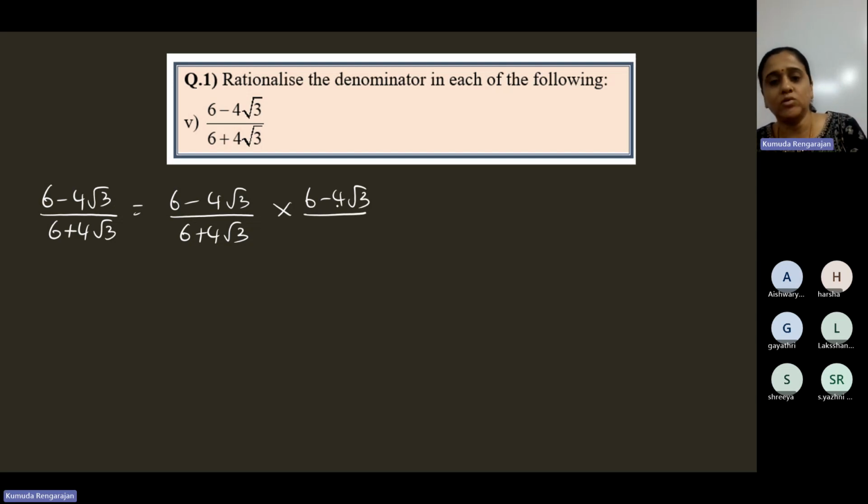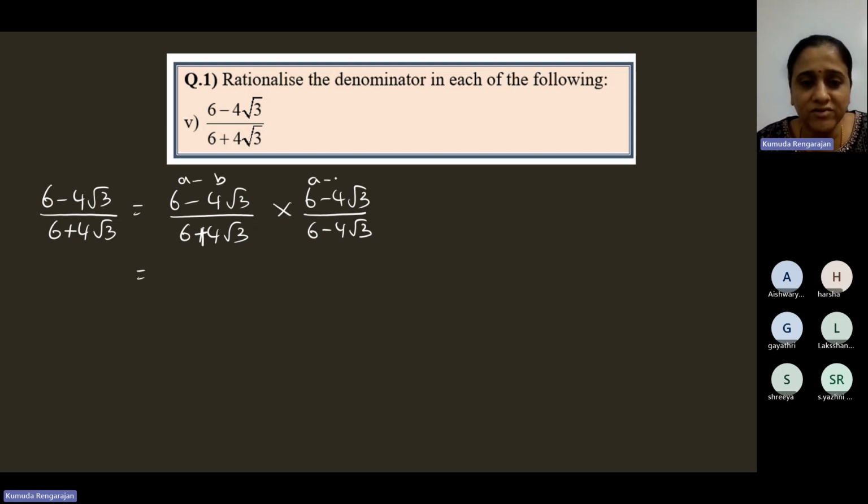You can even take out a 2 common. Yeah, you can also do it like this. There's a plus here, so the rationalizing factor is 6 minus 4√3 by 6 minus 4√3. Correct? Now multiply the numerators. See, this is like a minus b into a minus b. Correct? So what is it?